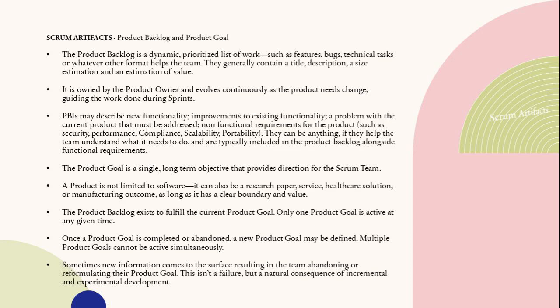The product backlog is a dynamic, prioritized list of all product work, features, fixes, and tasks, owned by the product owner and constantly evolving. Items are refined to stay clear, valuable, and ready for development. The product goal is a single long-term objective that guides the team's efforts. Sprint by sprint, PBIs are delivered incrementally to move closer to this goal. Only one product goal is active at a time, ensuring focus and alignment.